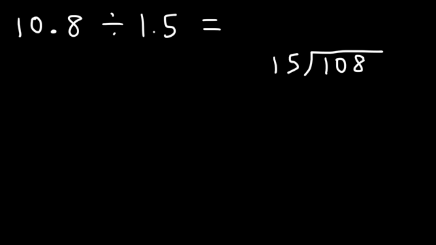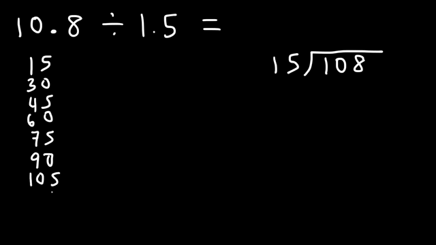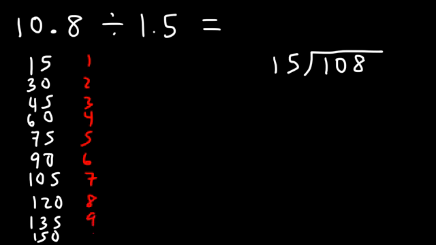Now, how many times does 15 go into 108? Well, let's make a list. So we have 15, 30, 45, 60, 75, 90, 105, and then if you want to go further, 120. You could stop at 150. You never need more than 10, but this is going to be 1, 2, 3, 4, 5, 6, 7, 8, 9, 10. So 120 exceeds 108. 105 is the highest number, just under 108. So we could say that 15 goes into 108 7 times.